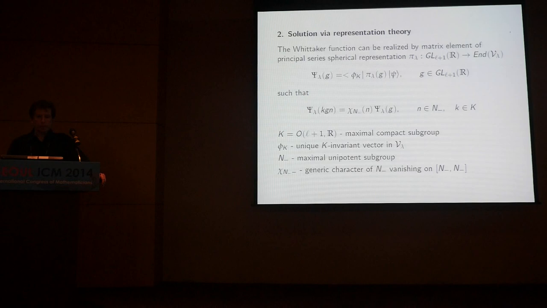The important thing is that the theory allows a solution by representation theory. The common eigenfunction of these Hamiltonians, which is called the Whittaker function, can be realized as a matrix element of the principal series spherical representation of the general linear group. This matrix element is taken between vectors, one of which is invariant under the maximal compact subgroup, which in this case is the orthogonal subgroup, and the other furnishes a one-dimensional representation of the maximal unipotent subgroup.